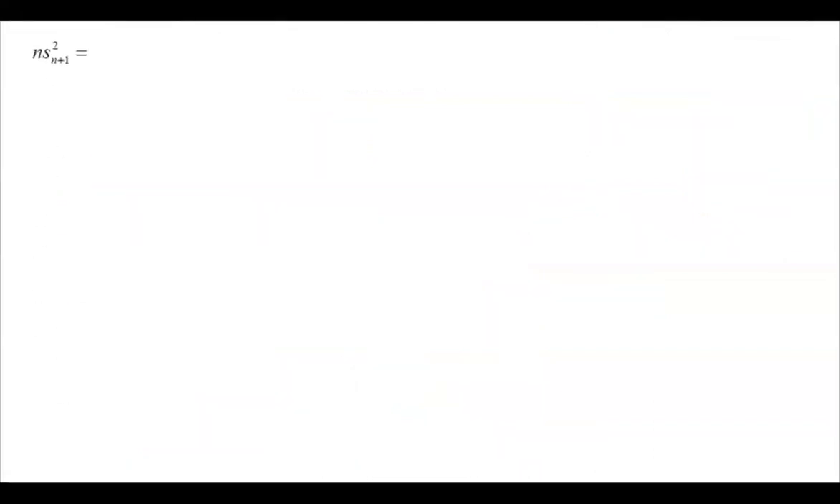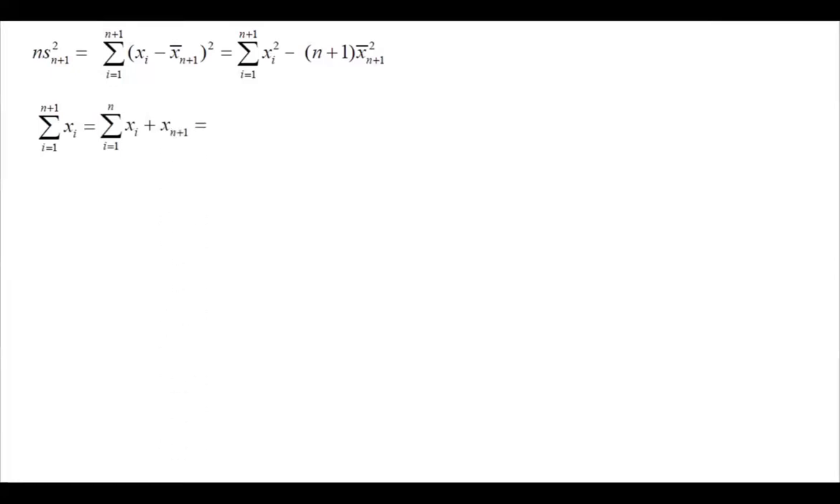Now, so far we saw that n times the variance of n+1 observations is equal to the summation of xi minus the sample mean for n+1 observations to the second, which can be written as the summation of xi's to the second minus n+1 times the sample mean to the second power. At the same time, the summation of xi's, i from 1 to n+1, is nothing but the summation of xi's plus xn+1.